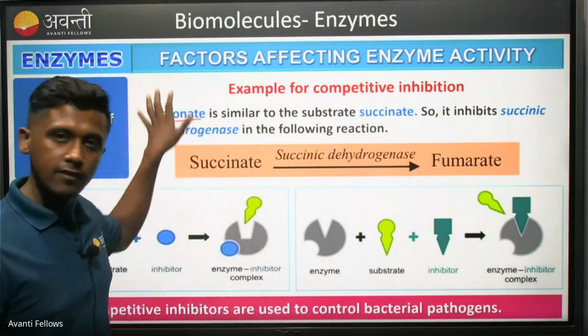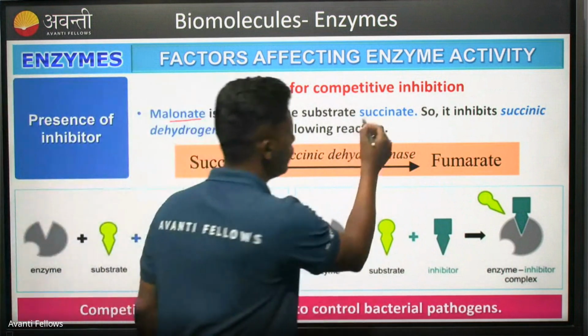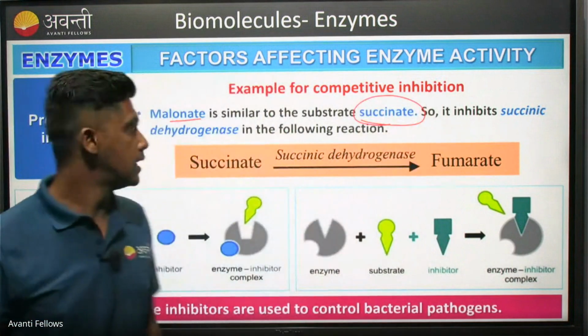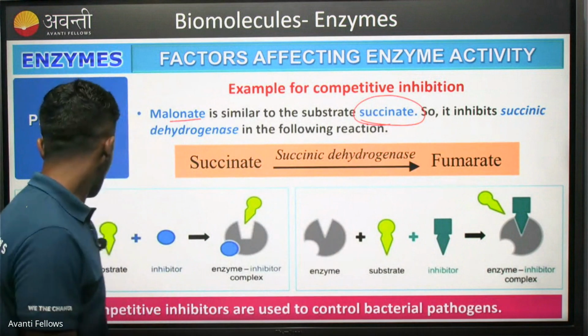Malonate is a competitive inhibitor. And for succinate, what is it? Succinate is a substrate. Understood? Now what happens here?